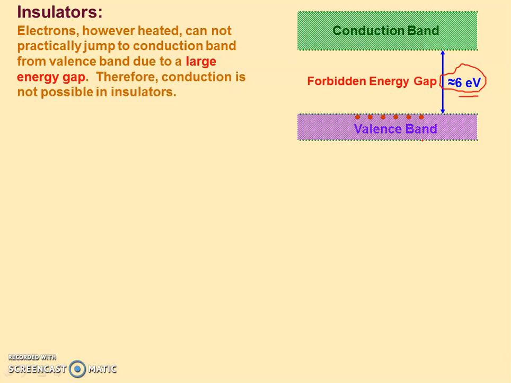Now, we have categorized the material into 3 categories. Metals. In metals, the forbidden energy gap is very small, or conduction band overlaps on the valence band. In semiconductor, the forbidden energy gap is a moderate gap, approximately equal to 1.1 electron volt. In insulator, there is a large gap between the conduction band and valence band, so no electron will be free inside the insulator. So these materials are insulators, right?